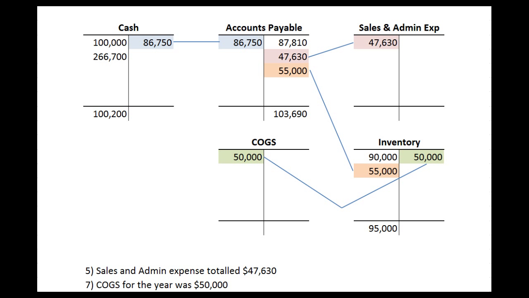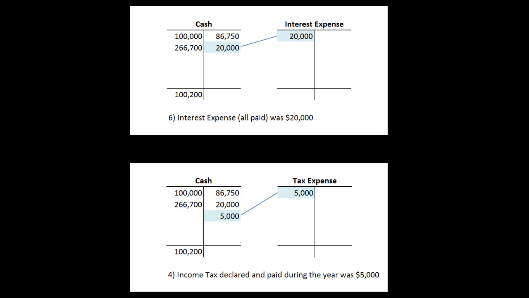The last two, interest and tax, are actually fairly straightforward in this example. The first one, interest expense, and the second one, tax expense. I'm just going to flick back to the information that we have. And actually, while we're here, let's tick a few things off. We have dealt with item 5, so that's gone. We've dealt with cost of goods sold, so item 7 we can get rid of. And we've dealt with item 8, so sales totaled that much. So we can get rid of those things.